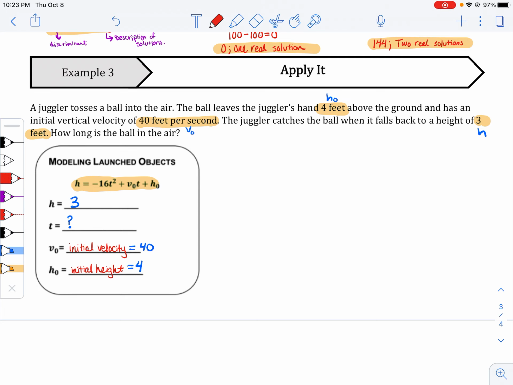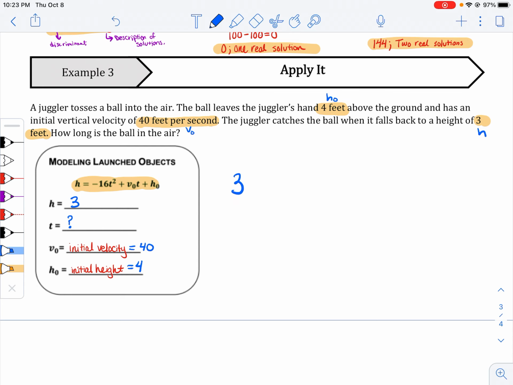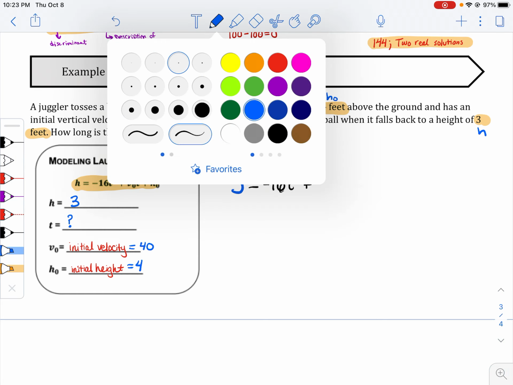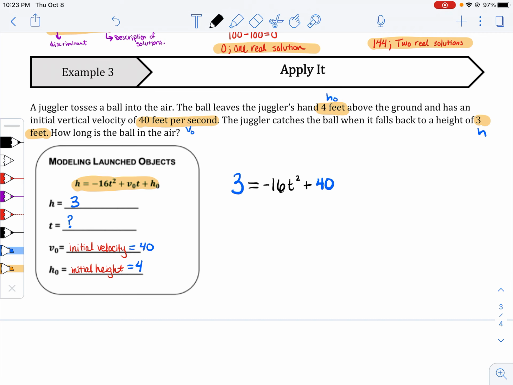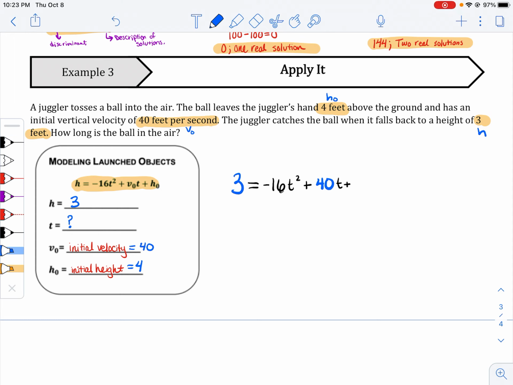So I'm just going to take my equation, I'm going to plug in what I know. So we said that our height is 3, then we said that this is equal to negative 16t squared plus, now my v naught we said was 40t, plus my h naught, which in this case was 4. All right, so once we have these plugged in, we can write it in standard form. So standard form, I would subtract 3 from both sides. So I have 0 equals negative 16t squared plus 40t plus 1.